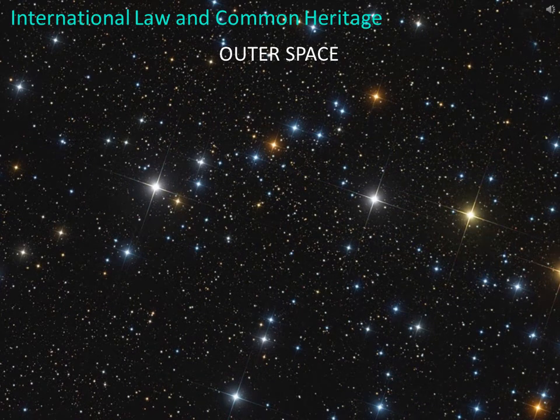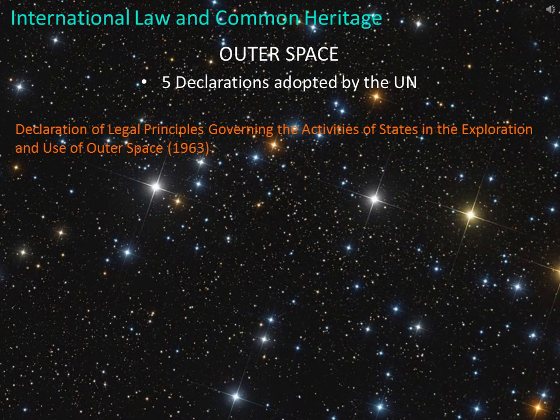Outer space. Starting in the 1960s, international law had to quickly adapt to the new prospects of space exploration and travel. Since then, the United Nations has adopted 5 declarations of legal principles, which for the most part encourage cooperation and non-appropriation. Declaration of Legal Principles Governing the Activities of States in the Exploration and Use of Outer Space, 1963.